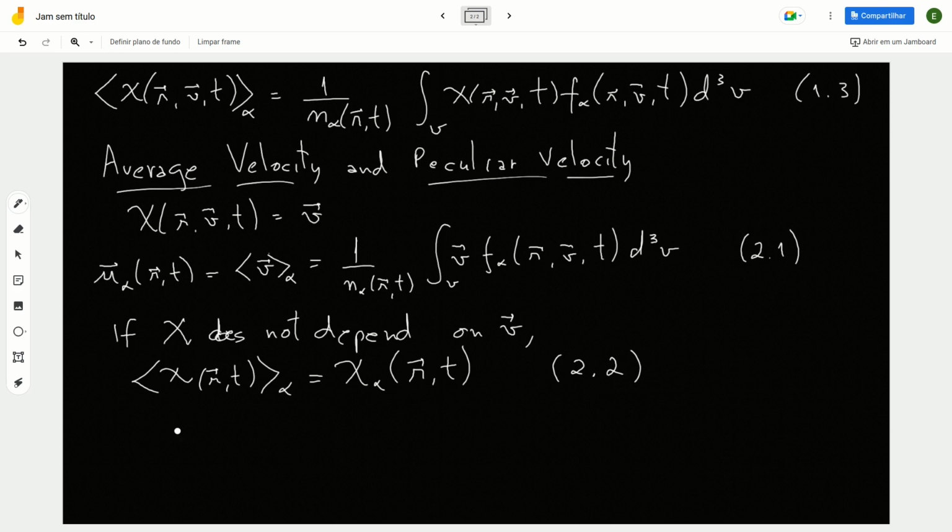Why not? Well, because the average is being computed on V space, right? So let me do it in place of chi so that you can realize that this is true. If you have the mean velocity, u is not a function of v, because u is the average velocity, so there's no point in saying that it's a function of velocity. It's a function of space, position and time. So it's computed like this.